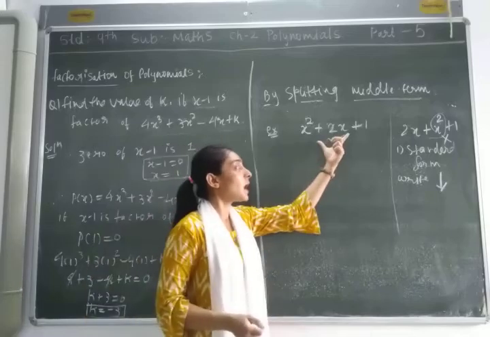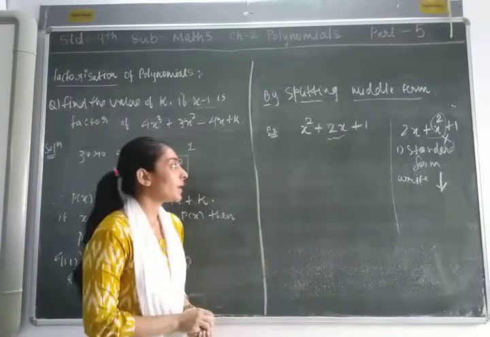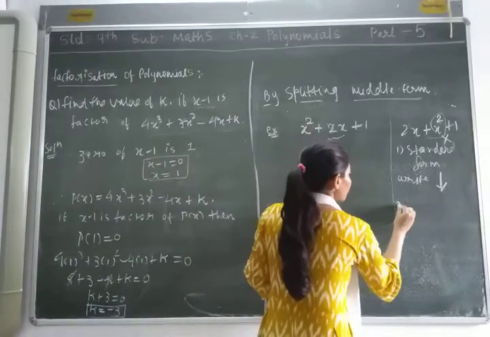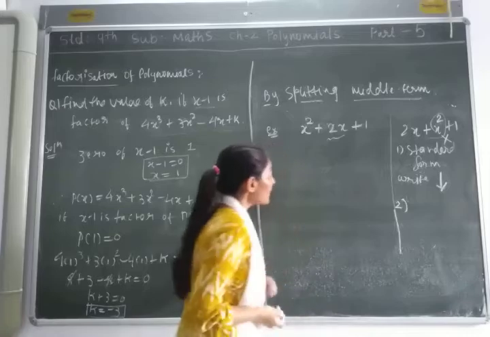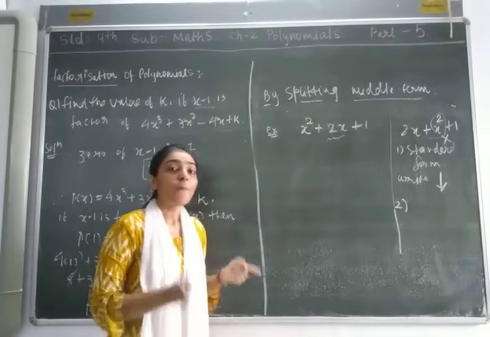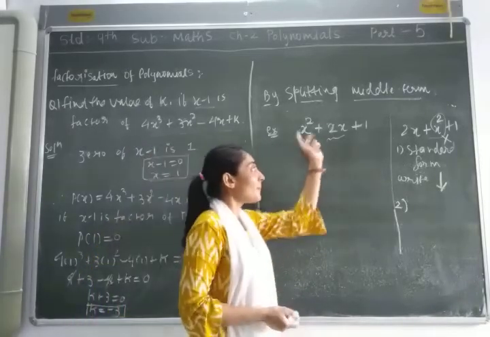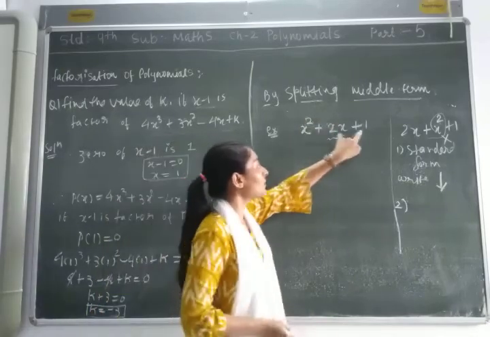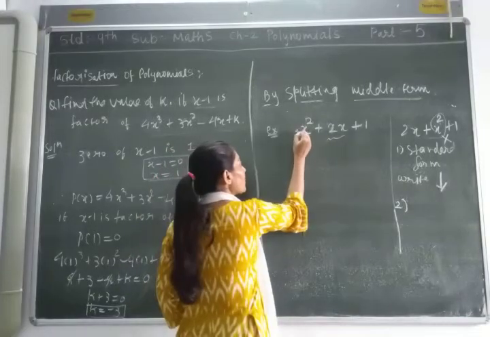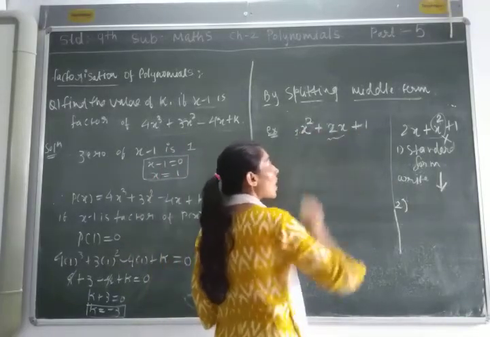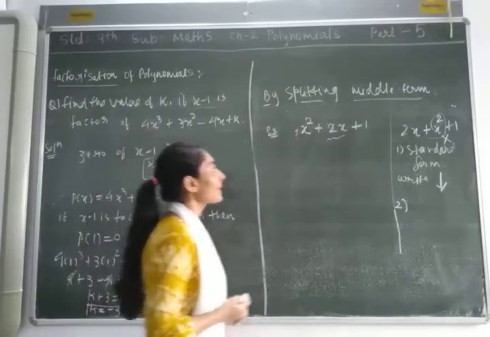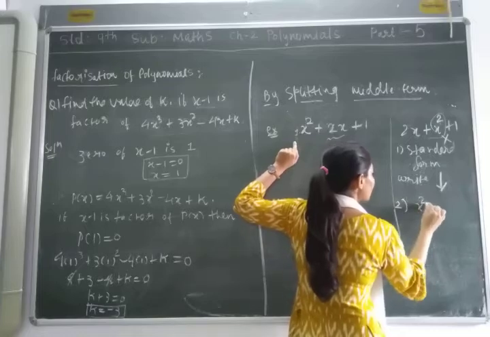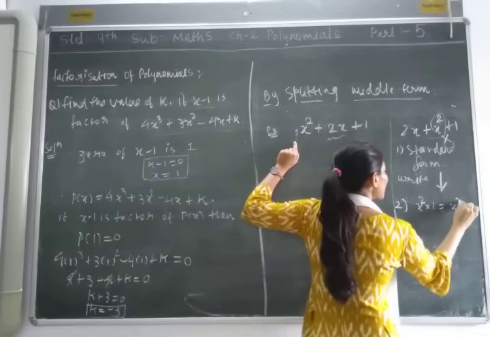We have to split the middle term. To split a middle term, first we have to take the product of my first term and third term. If we take the product, 1 is always there, so 1 into 1 is 1 only. So the product is x square into 1, which is x square.